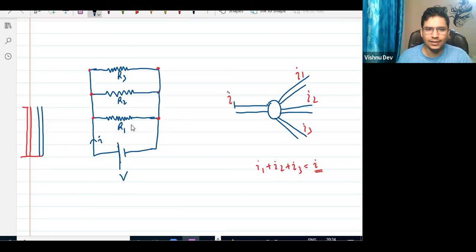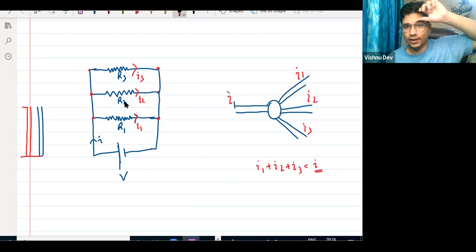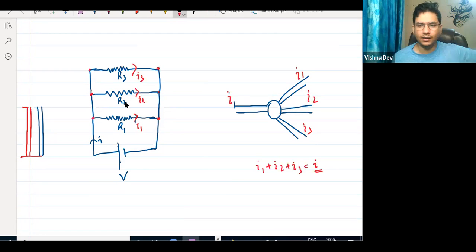Okay, so can I say, here what is the potential across R1? V only. And what is the current? I'm saying current is I1. यहाँ पे करंट कितना हो गया? I2. यहाँ करंट कितना हो गया? I3. Anyone have any doubt? Raise your hand. सबको समझ में आ रहा है? Everyone is getting this?